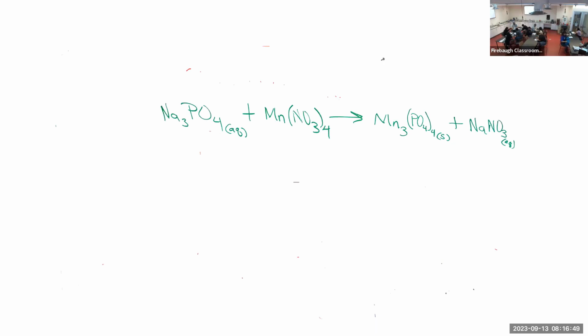Okay. So what was the first thing that we did when we started balancing chemical equations? Guys, remember? Write down the chemicals. Okay, so we're going to go ahead and write down the chemicals. So we have sodium, we have phosphorus, we have oxygen, we have manganese, we have nitrogen. Okay, and I'm going to show you two ways of going about this. One is the longer way, and then one is the shorter way.